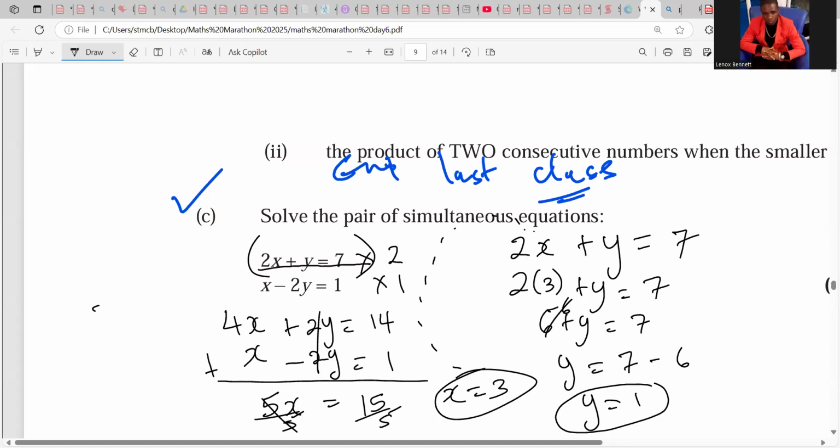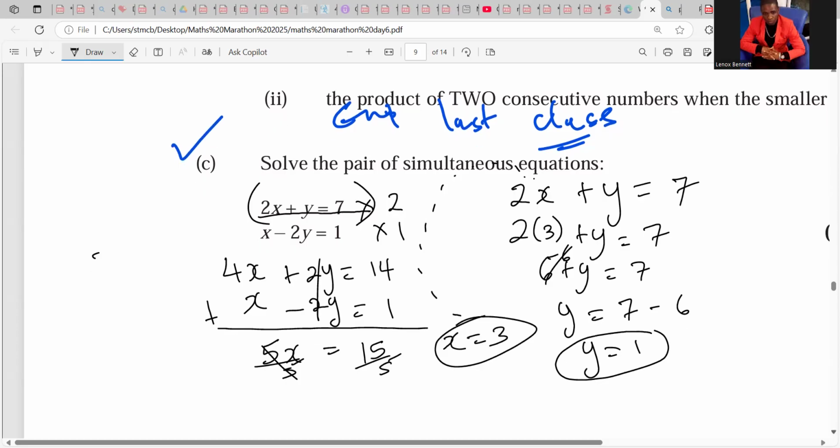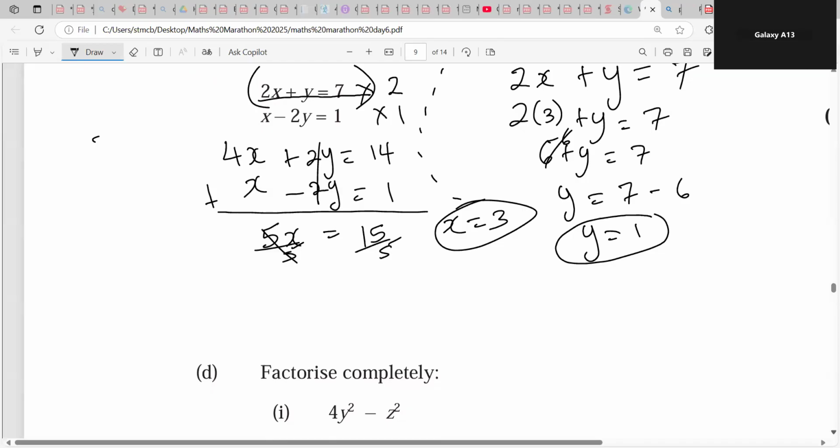We did this in day 1. I think day 3 as well. Remember guys, by day 9 or day 10, we're going to move on to the matrices and those compulsory topics. So please ensure that we lock down all of these that we're doing. All right, go ahead and do this one. Factorize 4y squared minus z squared.